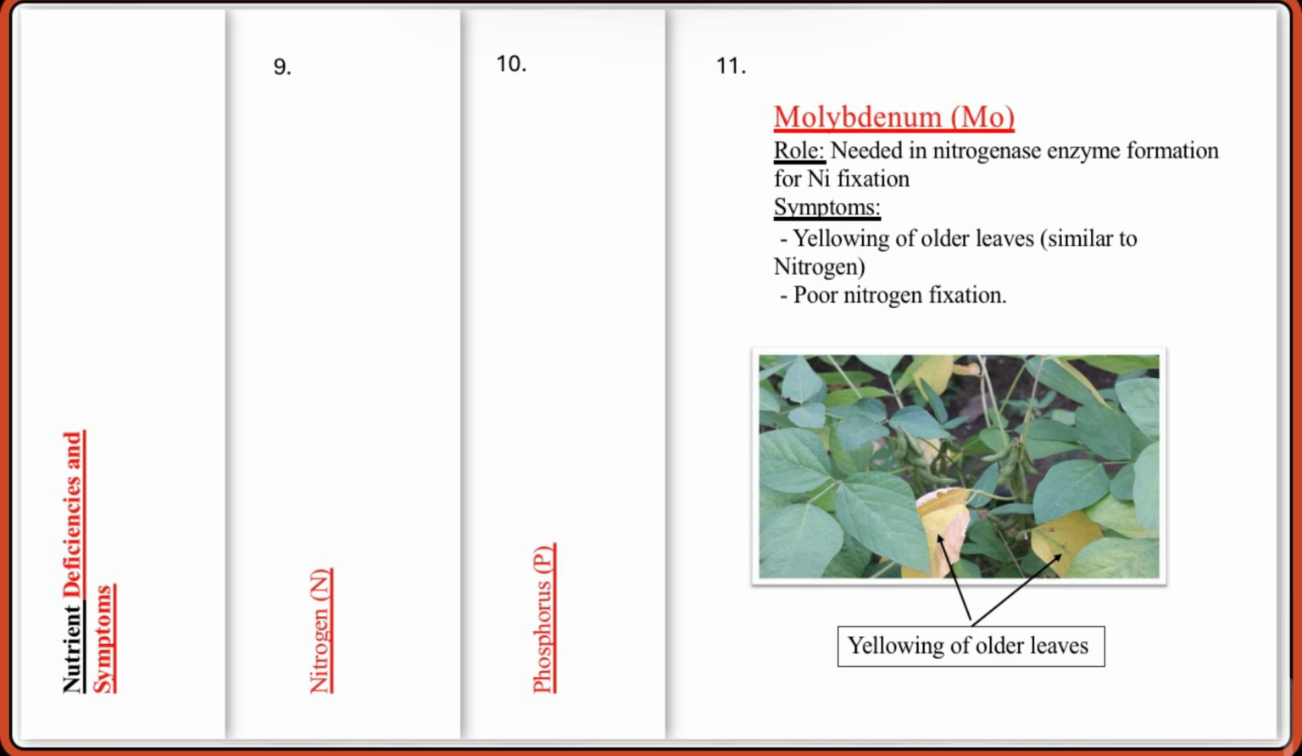The last micronutrient deficiency is molybdenum. The role of molybdenum is that it is essential and needed in the nitrogenase enzyme formation for nitrogen fixation. The deficiency symptoms of molybdenum include yellowing of outer leaves, which is similar to nitrogen deficiency symptoms, and also poor nitrogen fixation.